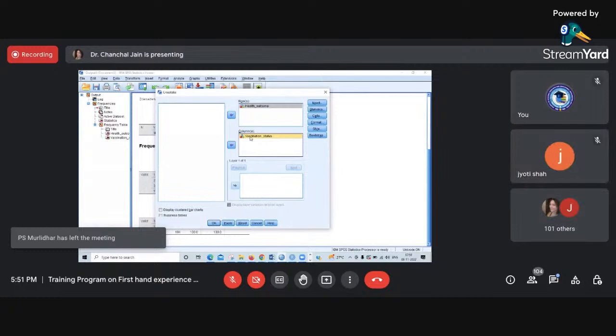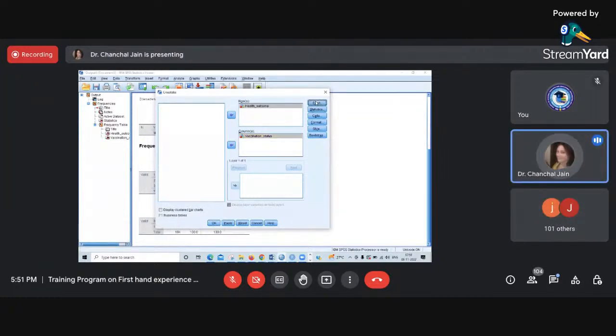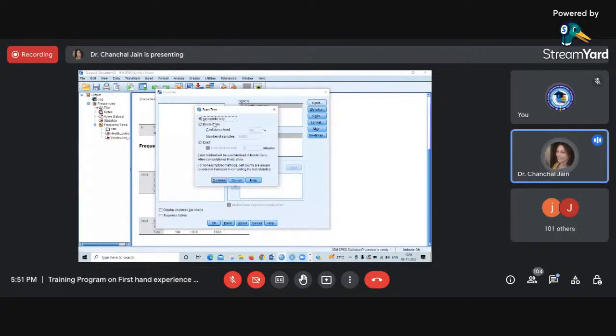Is it done? Yes, ma'am. Now you can click on Exact. You can see the default option is Asymptotic only. So we are okay with it.